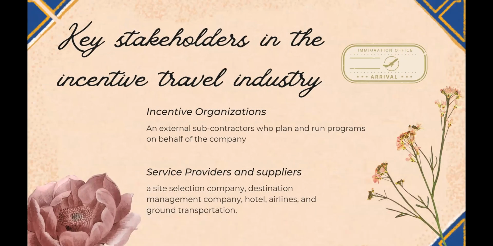Moving on to look at the key stakeholders in the incentive travel industry. The first one is the incentive organization. They are external subcontractors who plan and run programs on behalf of the company and usually solicit different parts of the service to other service providers. The second one is service providers and suppliers: site selection companies, destination management companies, hotels, airlines, and car transportation. This industry benefits from incentive travel business by offering their services and facilities to the employees during their travel.